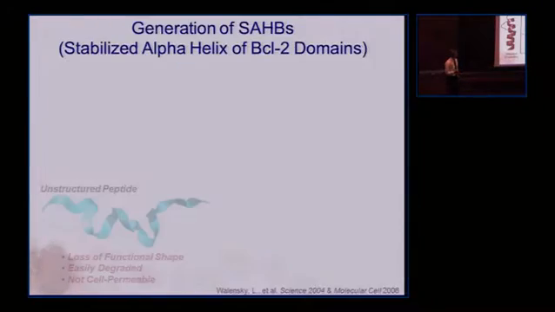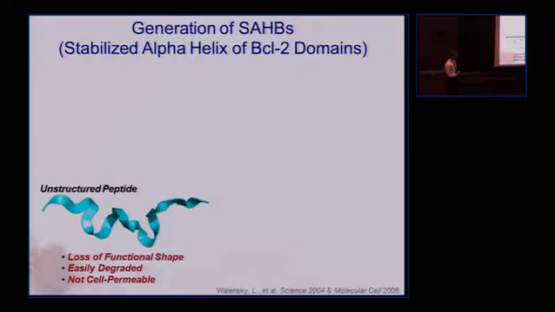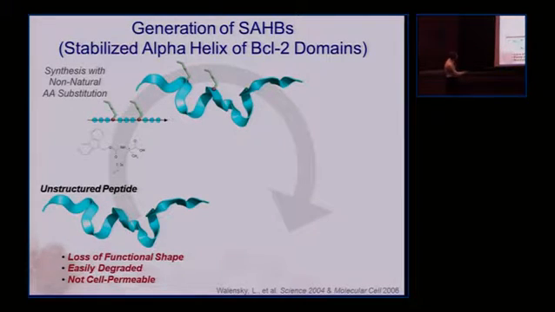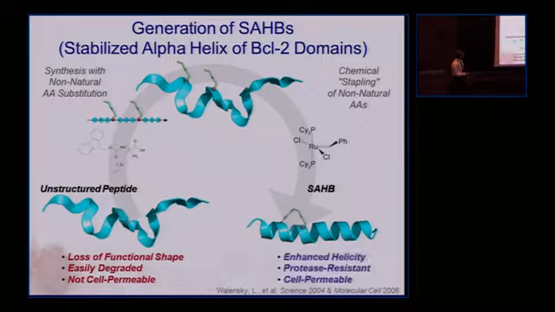And so to do that, I used a technique pioneered by the Walensky and Verdine labs, whereby they make a stapled peptide. Because if we were to take just that functional domain outside of its native context, it would lose its shape, it's easily degraded, and it's not cell permeable. And so in this technique, we synthesize the peptide amino acid by amino acid, inserting non-natural amino acids at the i and i+4 positions that contain olefin side chains that undergo ruthenium-mediated catalysis to create a staple.